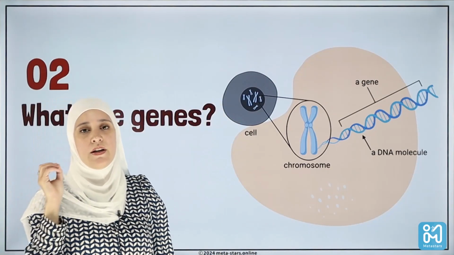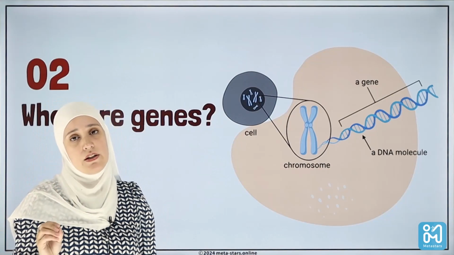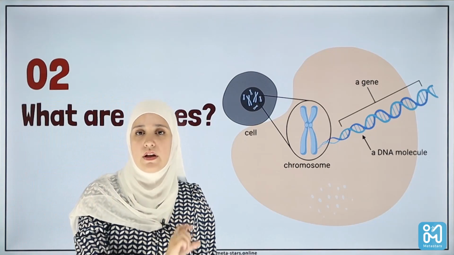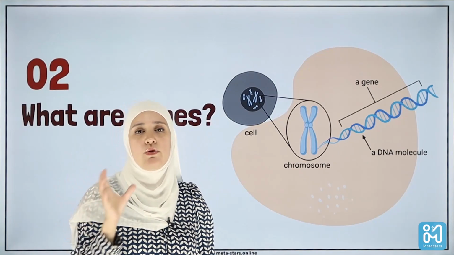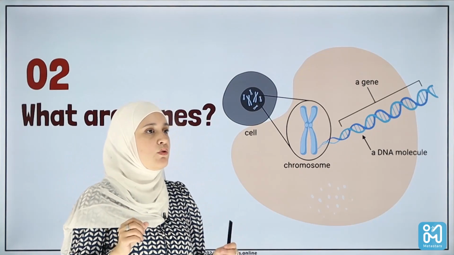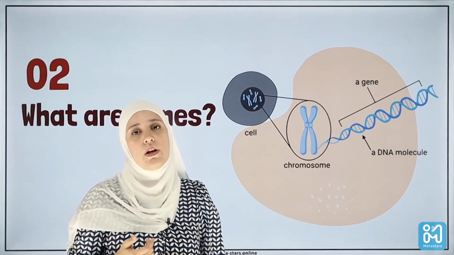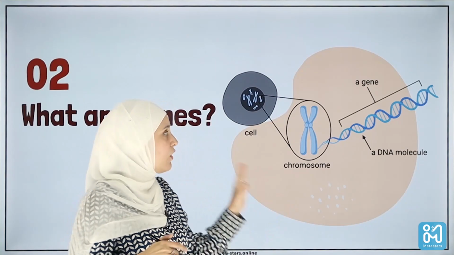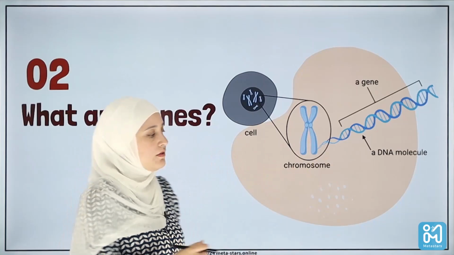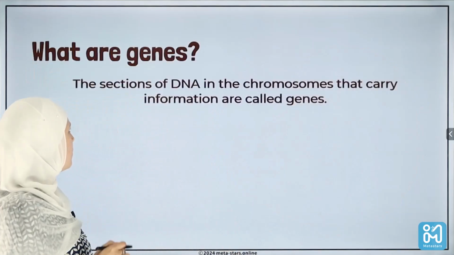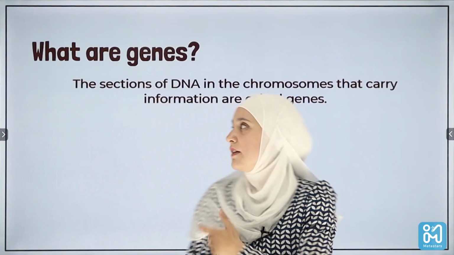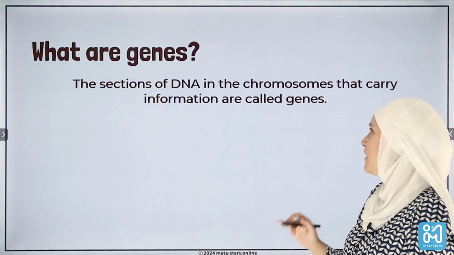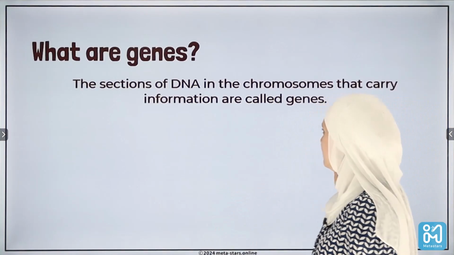Those genes are responsible for one of the characteristics. For example, the color of the eye. There is a gene that can control the color of the eye, or the skin tone, or our length, or, for example, genetic disorders. So everything is encoded inside the genes. So the meaning of a gene is a section of DNA in the chromosome that carries information.